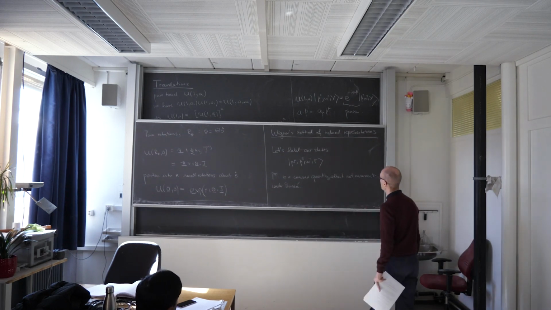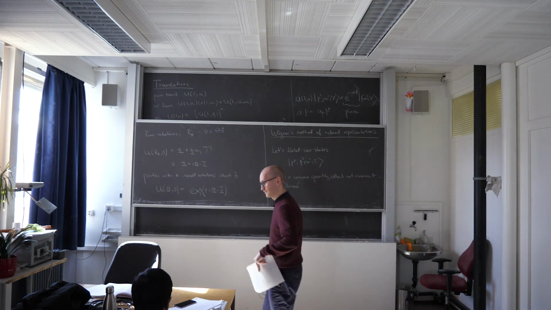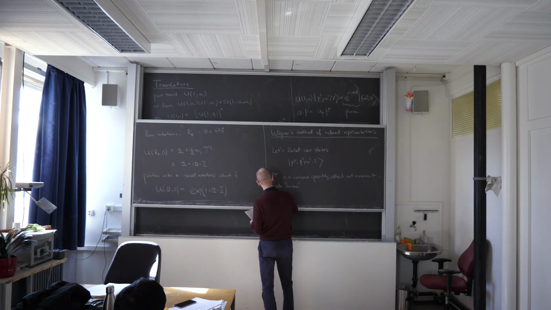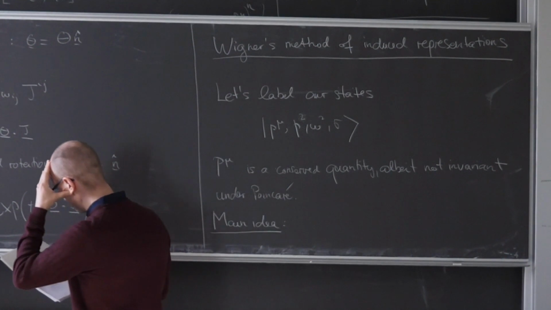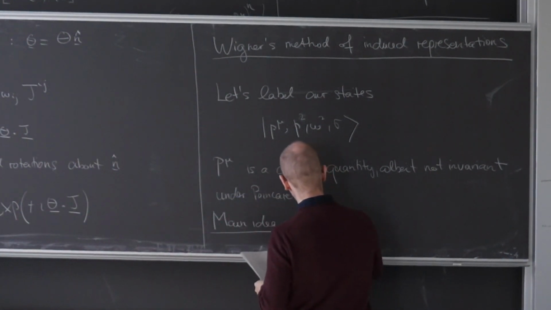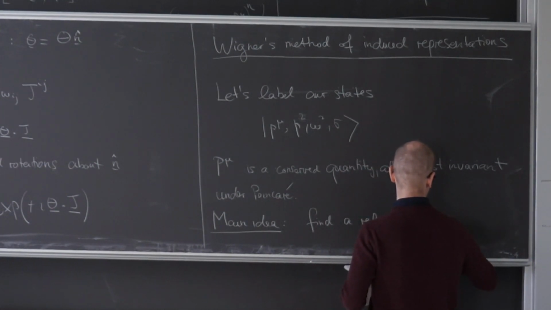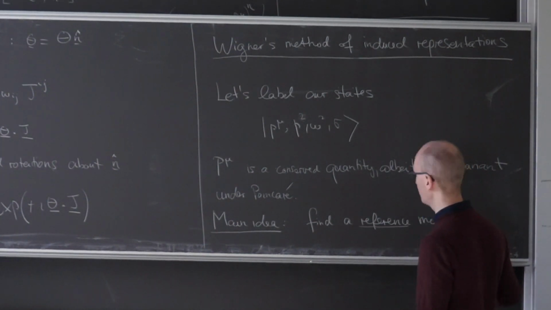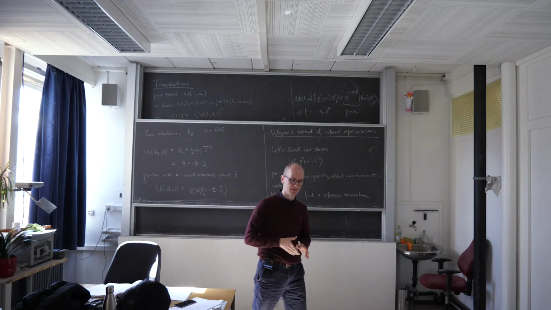So now, what is the main idea here of this method of induced representations? Of course, this is a general method. We only talk about it in the context of the Poincaré group. So the main idea is that we can use Lorentz transformations, so we can find a reference momentum. I'll write down in a second the actual definition of this, but the idea is most easily explained if we talk about something that will come out of the story, but we know that it exists, a massive particle.